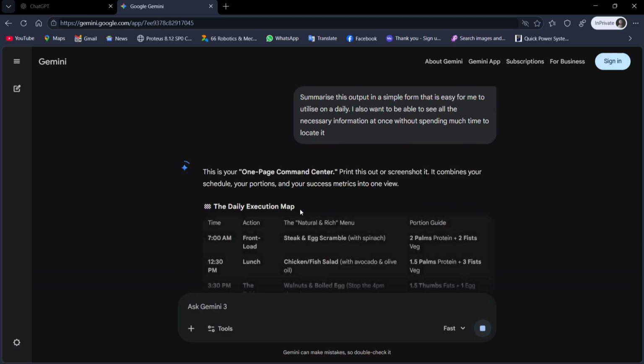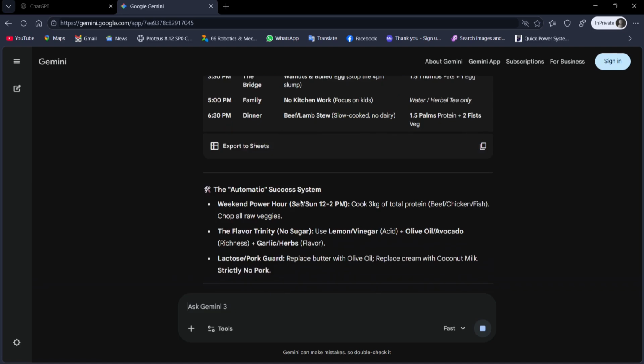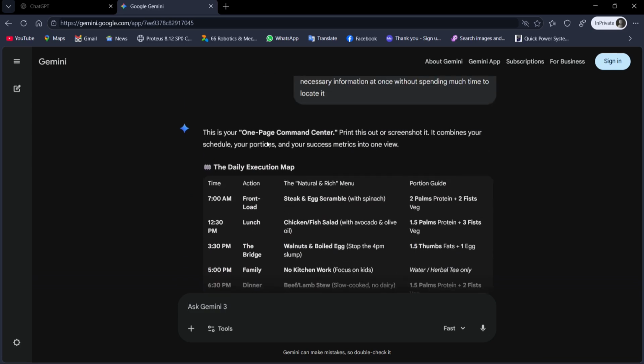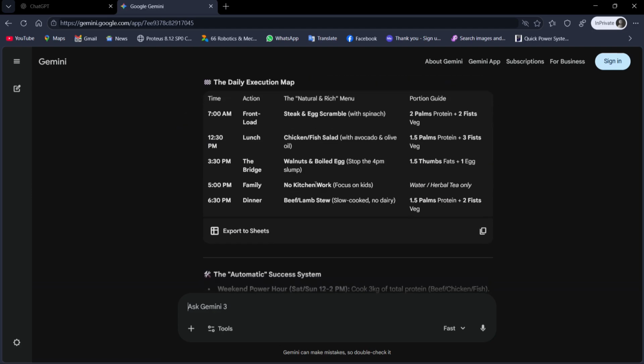So let's see the final. Wow. Okay. So this is your one-page command center. Print out this screenshot, combines your schedule, your portions, and your success metrics, right? One thing which this doesn't combine is the other recommendations for you to cook during the weekends and the meal preps in the morning. But I think I can say this is a great system. It's a great system which you can use on a daily basis.